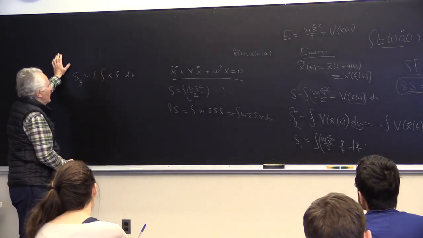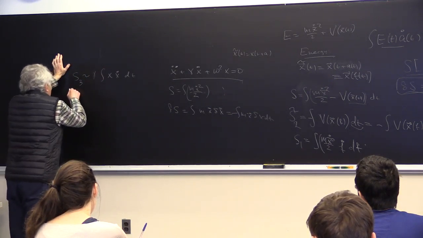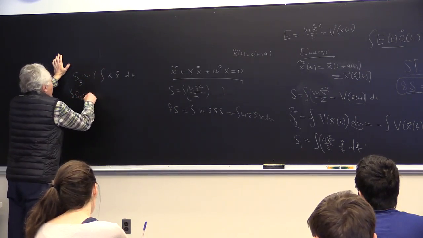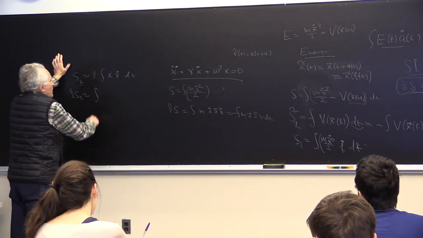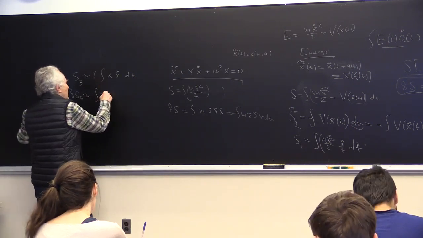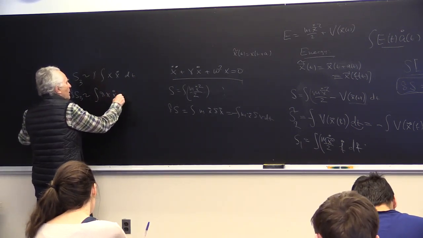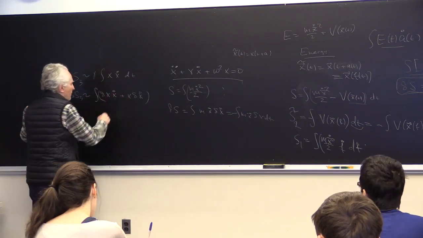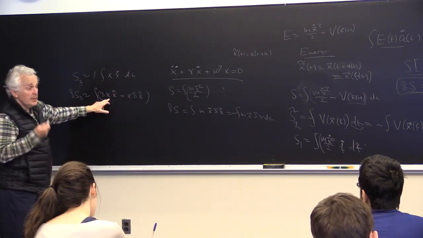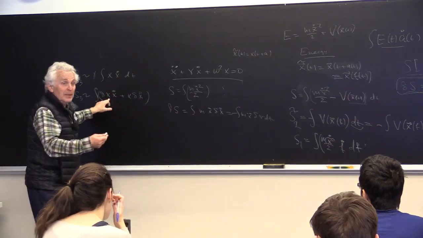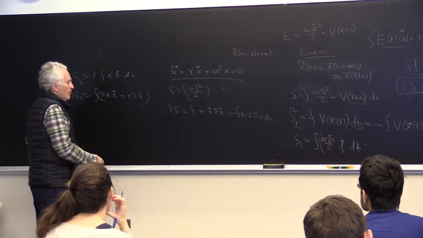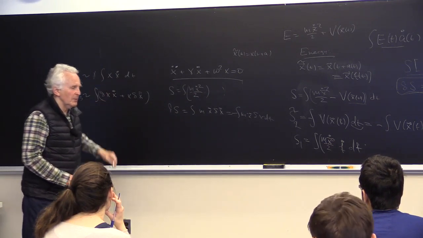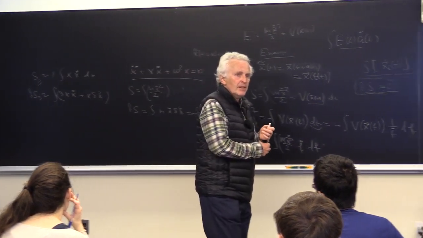This is the third piece in the action. Indeed, we get delta S3, which will be proportional to delta x, x dot, plus x delta x dot. So we seem to be getting almost what we need. But there's one problem. What happens with it when you integrate by parts?